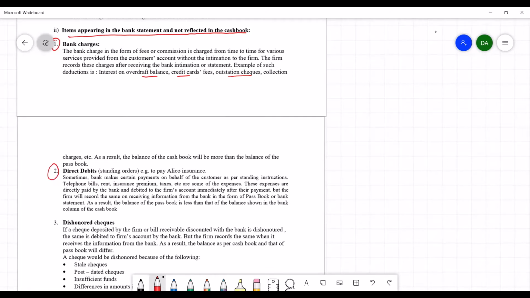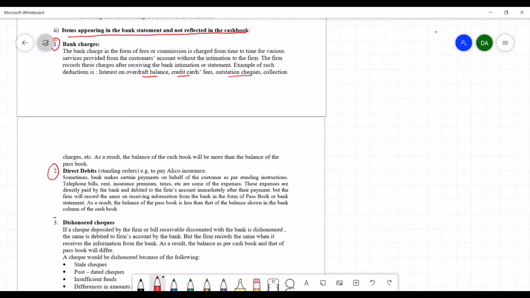Having instructed the bank to make payments, the bank will be doing the payments regularly. And in case the customer has not yet collected the bank statement, they will not be able to update the cash book until the bank statement is collected.